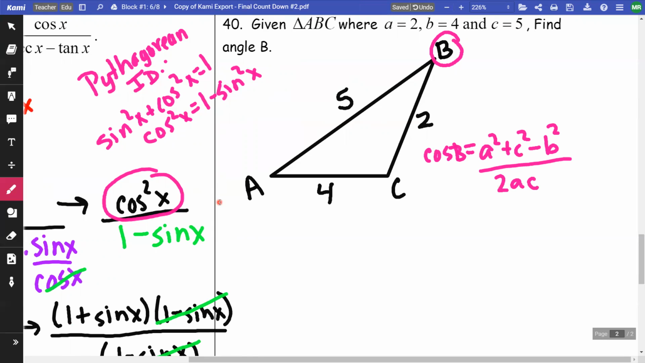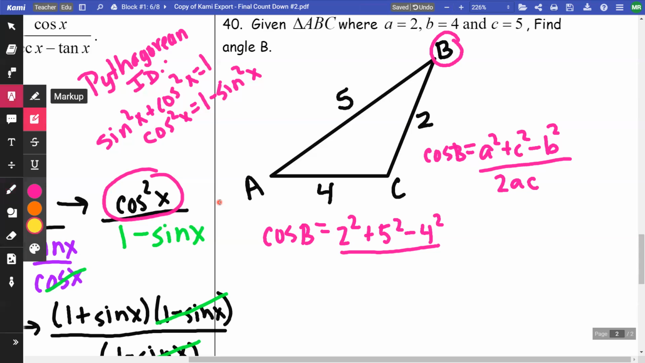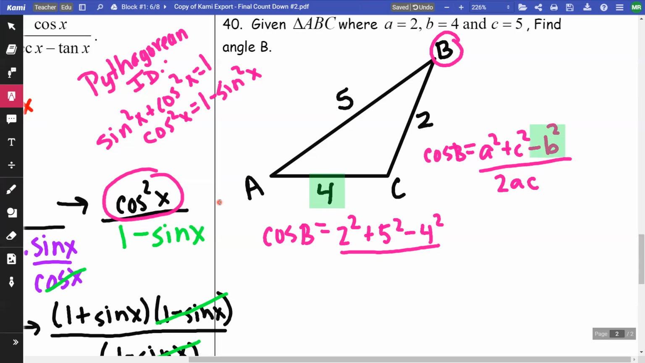Okay, so over here, I'm going to have cosine B is equal to 2 squared plus 5 squared minus 4 squared. And sometimes what I like to do is maybe highlight or do something so that you know which is the one that is across from your angle. That's the one that needs to be the one you're minusing. The angle you're looking for, I should say. Okay, and 2 times 5. Let's see what I get for that.